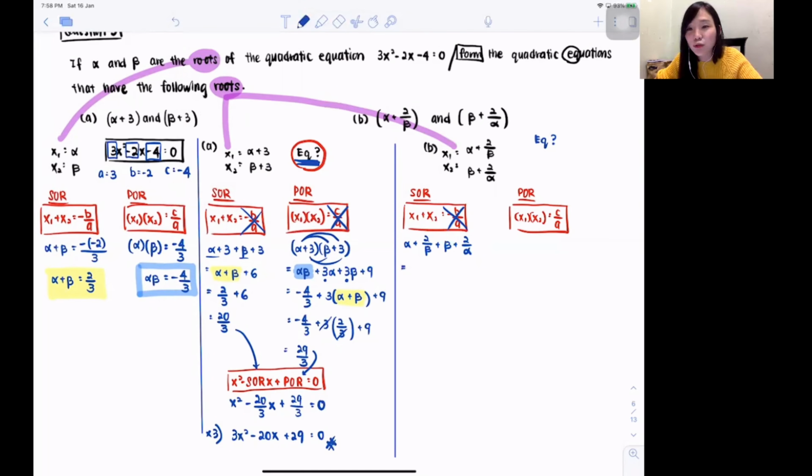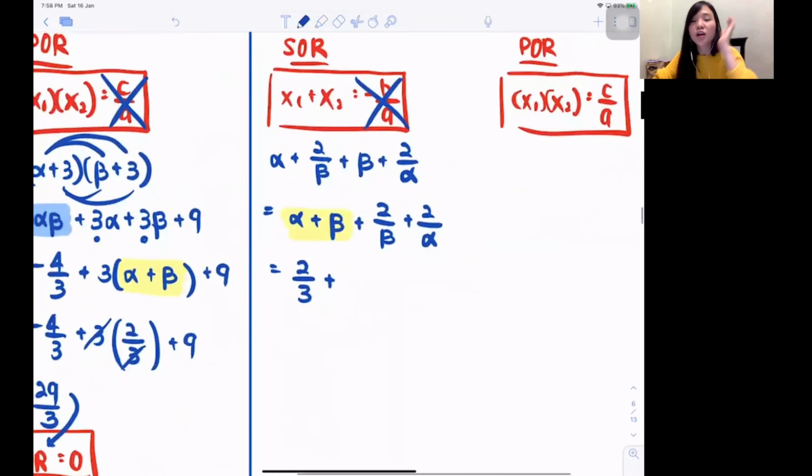So how do I do the left side part? Same as just now. Alpha plus beta, alpha plus beta. I rearrange it, then the behind part I just continue like that. Do you realize this alpha plus beta looks like the yellow color one? Saw it? So this one, we can substitute 2 over 3. Then how about the back one? 2 over beta plus 2 over alpha, I don't have the information of that. Then how do I combine them?